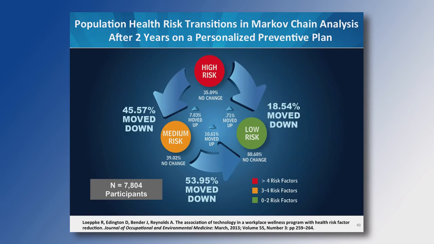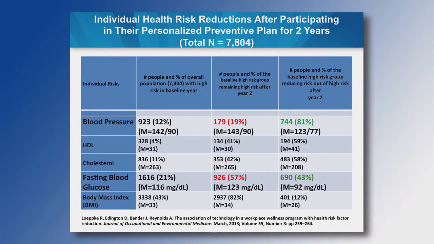Of those starting out high risk, after 2 years on their personal preventive plan, 45% moved down to medium risk, and 18.5% moved all the way from high to low risk. So this is significant and is effective, but I wanted to make sure it was clinically significant and not just categorically significant.